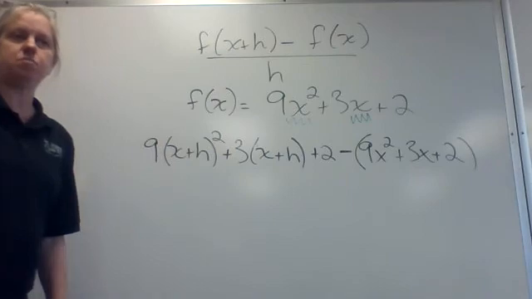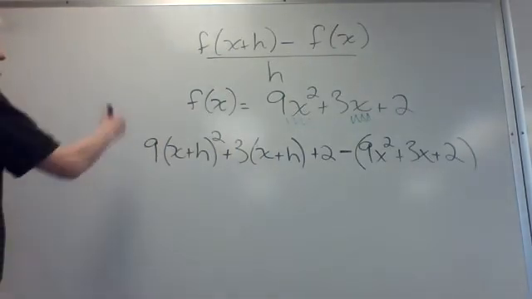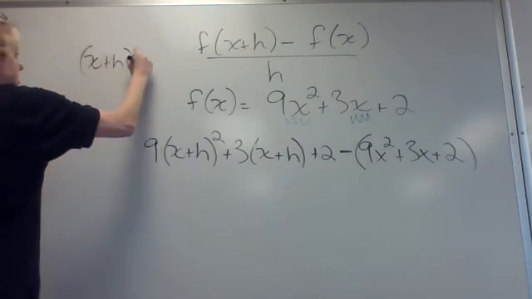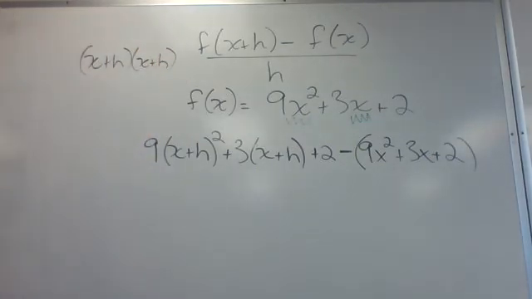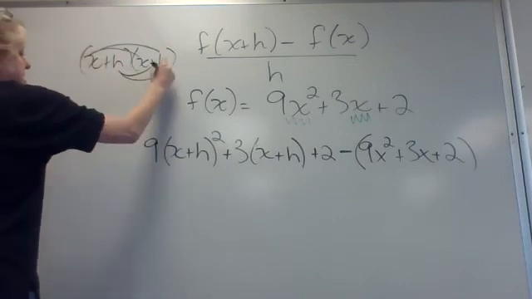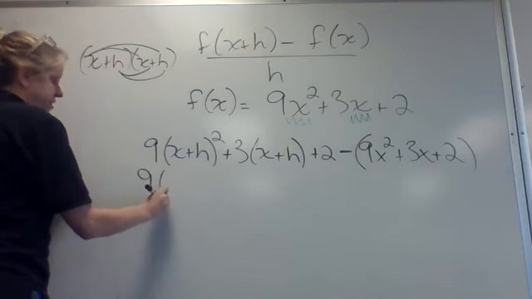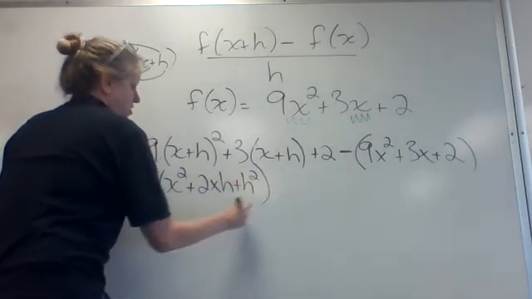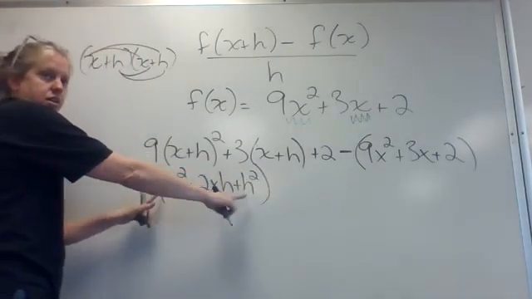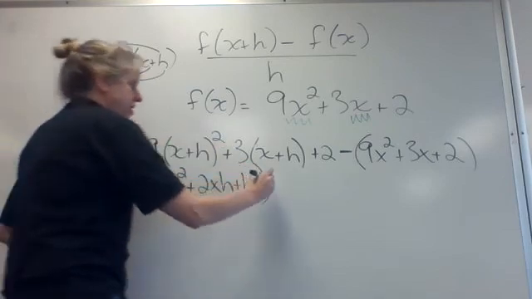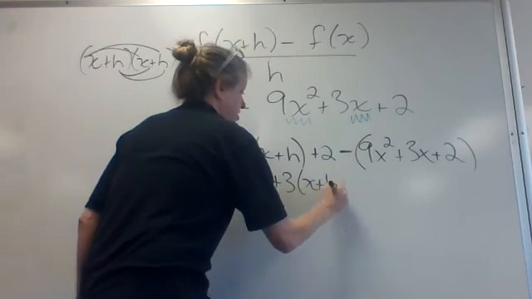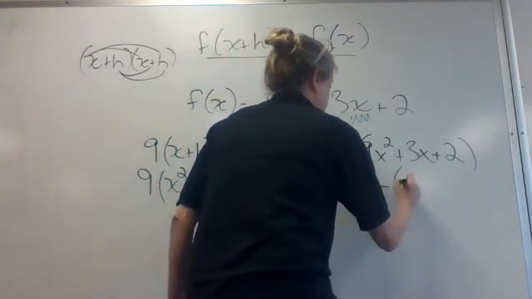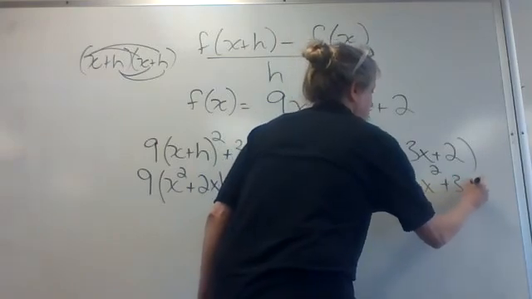The first thing I need is that x plus h squared. And remember what we did? We FOILed that, right? You probably have that saved somewhere. Remember we talked about saving it so we didn't ever have to FOIL it again. If I did FOIL all this, I'm going to have 9, drop down your 9. This is going to end up being x squared plus 2xh plus h squared. That's what you get when you FOIL that together. I'll just bring down the rest now. Plus 3x plus h plus 2 minus 9x squared plus 3x plus 2.